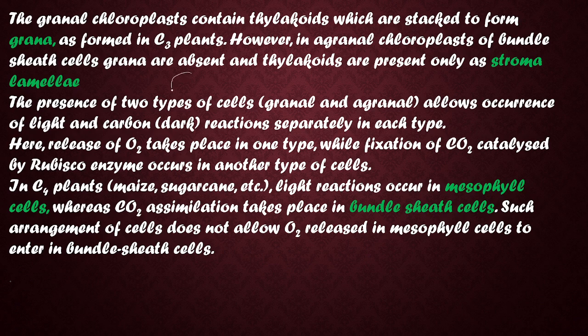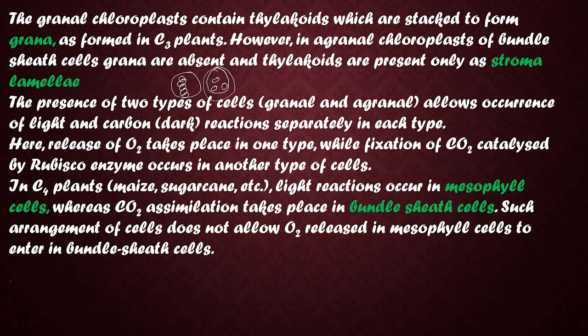In mesophyll cells, granal chloroplasts are present, arranged in a stack-like manner, whereas in bundle sheath cells, only stroma lamellae are present. They are not arranged in a stack-like manner. The presence of two types of cells, granal and agranal, allows the light and dark reactions to occur separately in each type. The light reaction occurs in the mesophyll cell, whereas the dark reaction occurs in the bundle sheath cell.